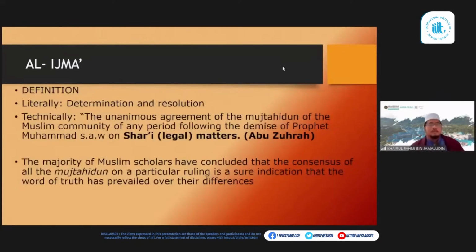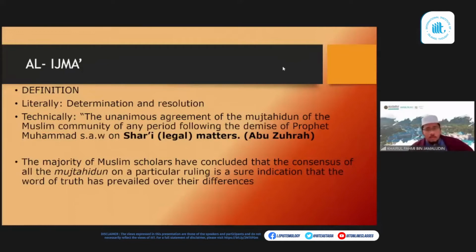Next. Now coming to number 3, the third source of Islamic law, which is al-ijma. Ijma definition: literally it means determination and resolution. Technically, it is the unanimous agreement of the mujtahidun of the Muslim community of any period following the demise of Prophet Muhammad sallallahu alaihi wasallam on Shar'i legal matters. This is the definition by Sheikh Abu Zahra, rahimahullah.